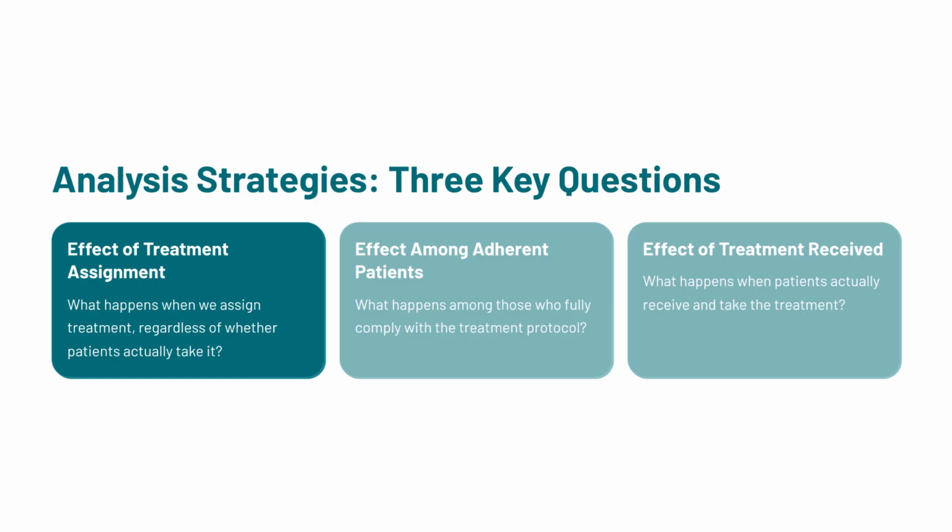Right, and once we've defined what kind of effect we're estimating, whether participant or cluster average, the next step is deciding how to analyze it. The intention to treat principle addresses the first key question. What is the effective treatment assignment?